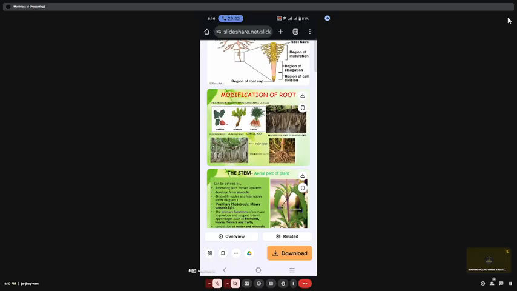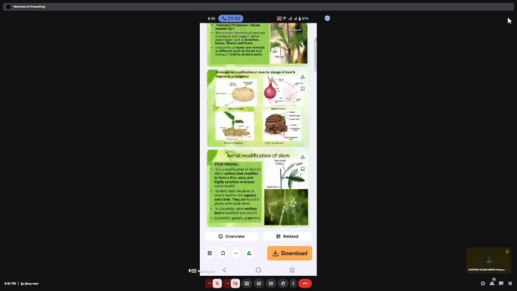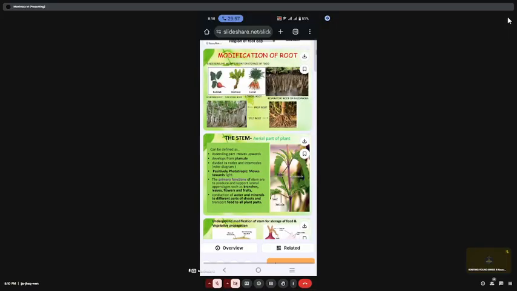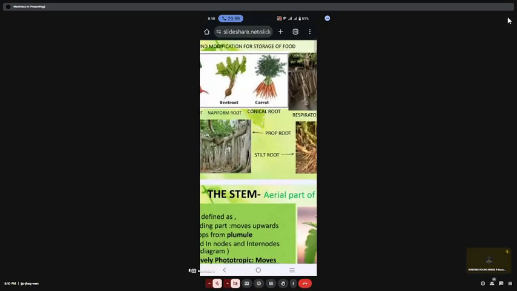One is fusiform. Here the storage root is swollen only in the middle part. For example, the radish: the middle part alone is bulged, and both ends are spindle shaped. This is Raphanus sativus, radish, the fusiform root. Next is the napiform root, another type of storage root.